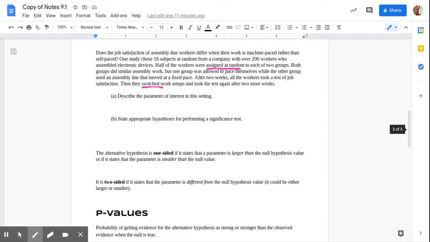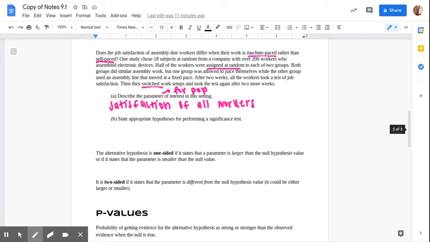Anyways, so A says, describe the parameter of interest in the setting. So remember, the parameter is for the population. So what we're trying to find out here is the satisfaction of all workers. And the way they were testing that was having the one group work at the machine pace rather than self-paced. So that's how they were finding out the satisfaction of all workers. So now we want to make those claims.